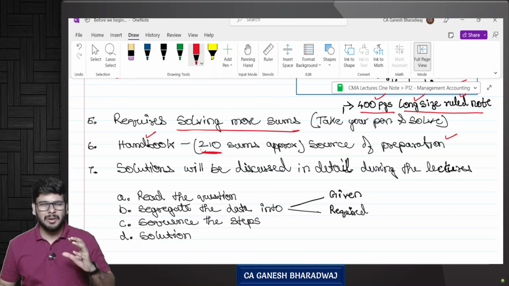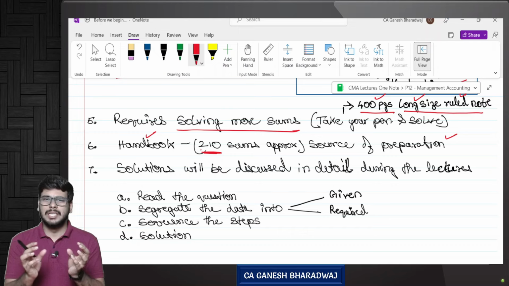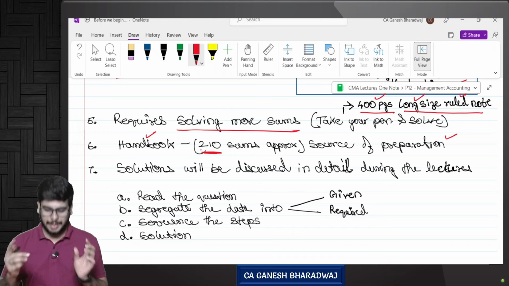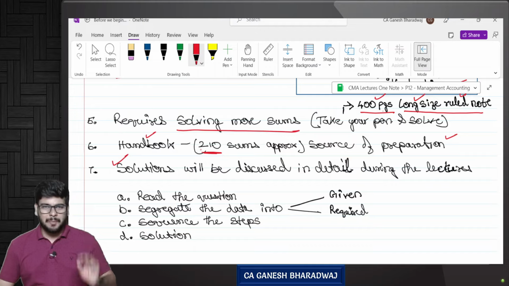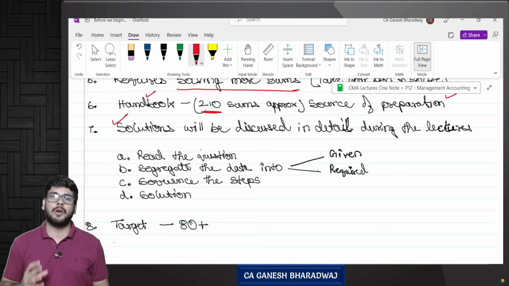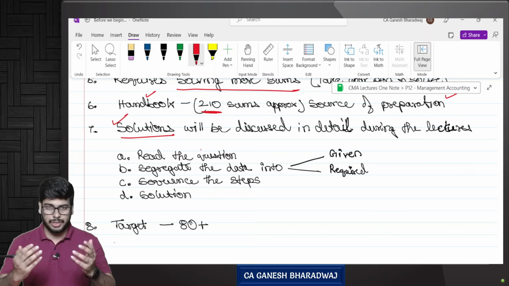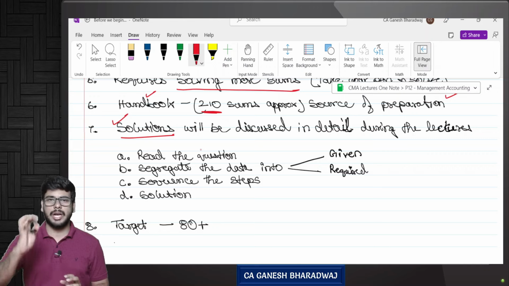So basically, what is the problem? Sir, question is given, answer is given. If both are given, still you feel there is some gap that needs to be filled. What is that gap? Now, based on whatever interaction I have had with students, I have analyzed that this is the basic problem that many students face. And solutions, I told you, will be discussed during the lectures. Throughout every single solution, I will walk you through.